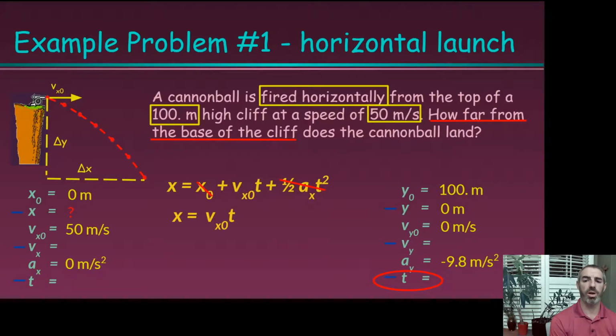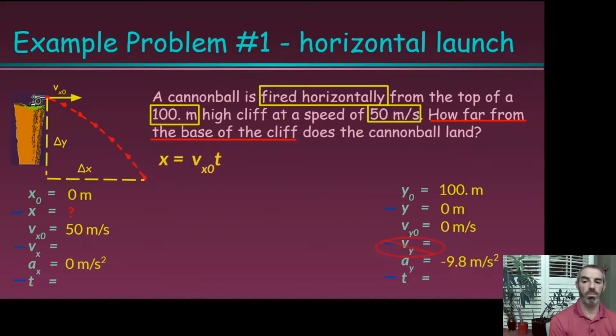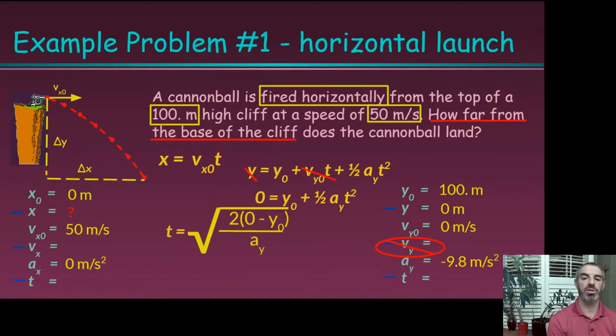So using the vertical equation to solve for time means that we don't know the final y velocity if we're looking for time. And not knowing the final y velocity means we're going to use our second kinematic equation. y is equal to y0 plus vy0 t, etc. And we can cross out anything that's 0 and rearrange our equation. 0 equals y0 plus 1/2 ay t squared. Then, as I've asked you to do in the past, solve for the variable that you're looking for first, which is time. So time is going to equal the square root of 2 times 0 minus y0 divided by ay.